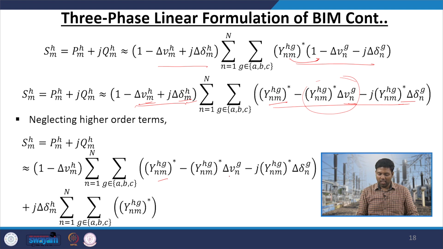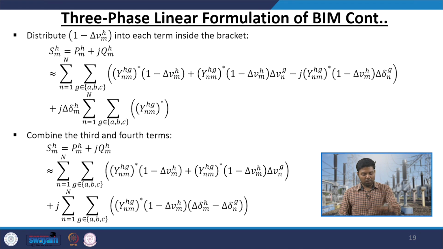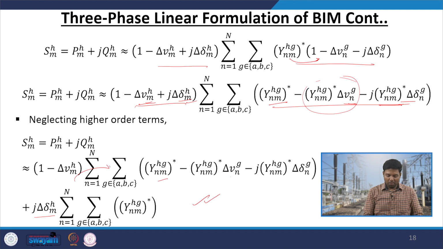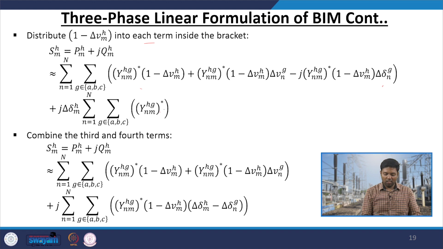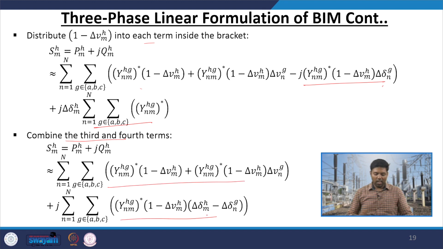So, y nm hg del of Vn minus j y hg star del of del delta, plus this term j of del delta summation of y hg star, which means this equation. Okay, got it? We are just eliminating all the second order del expressions. Same thing, we will do the multiplication again. We will keep this term inside and do the multiplication, and then you combine the third and fourth terms together and you will get the simplified version like this.